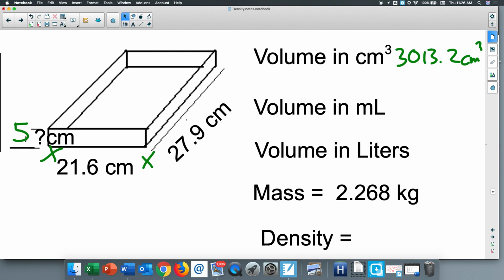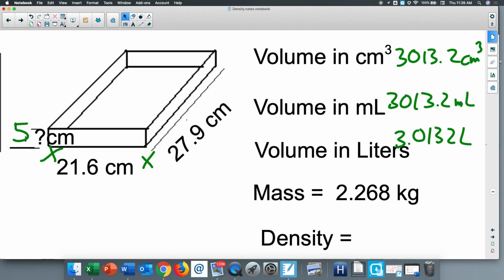How much is that in milliliters, Ella? It is the same thing, 3,013.2 milliliters, because a centimeter cubed is the same thing as a milliliter. How much is that in liters, Nathan? 3.0132 liters. Okay. And then you stop and check out with your common sense.